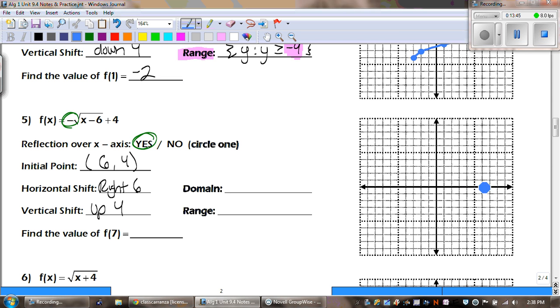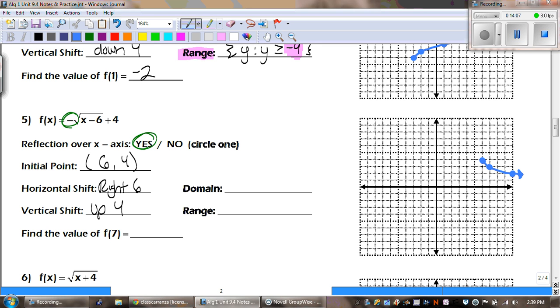I'm starting at 6, 4, and there's a reflection. That means I'm going to do the opposite. I'm going to go down 1, right 1, down 1, right 3. Don't forget that. And then we're going to graph.